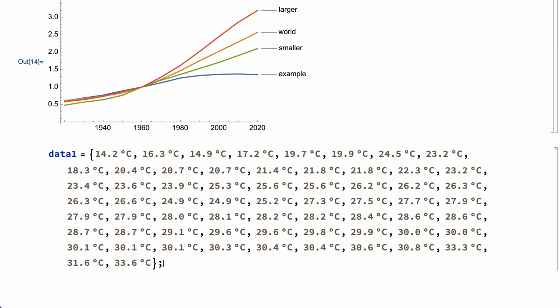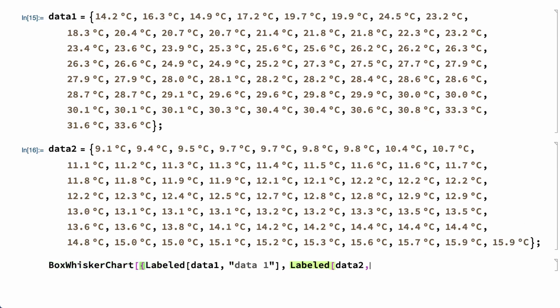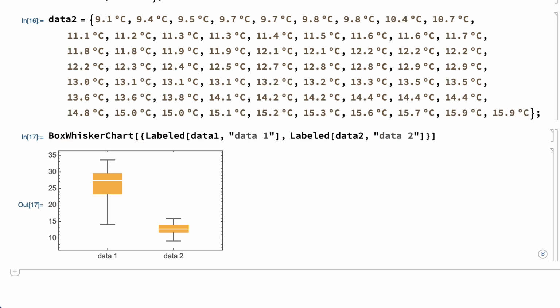For example, consider making a plot for comparing the distribution of temperatures in these two data sets. A basic box and whisker chart is a nice way to show that the temperatures in the first data set are generally higher and are spread out over a larger range than the temperatures in the second data set. The distributions of temperatures in these datasets could also be compared using histograms.